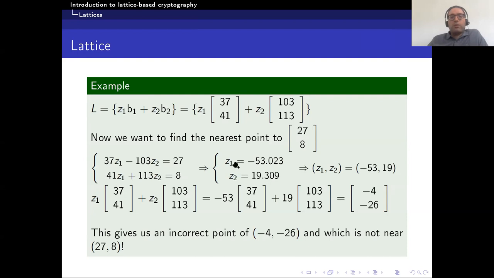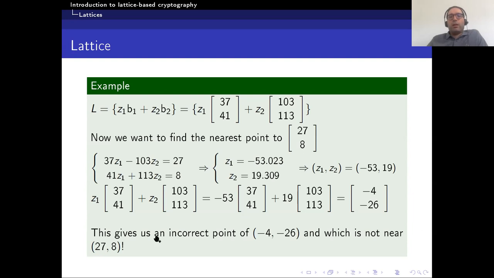these results will be achieved for Z1 and Z2. And then we have to round them because, as we discussed, they should be integer values. It results in Z1 equal to -53 and Z2 equal to 19. If you put these values into your lattice equation, it results in (-4, -26). This point is not close to the given point. Therefore, when the bases of the lattice are almost parallel, you cannot find the nearest point easily.